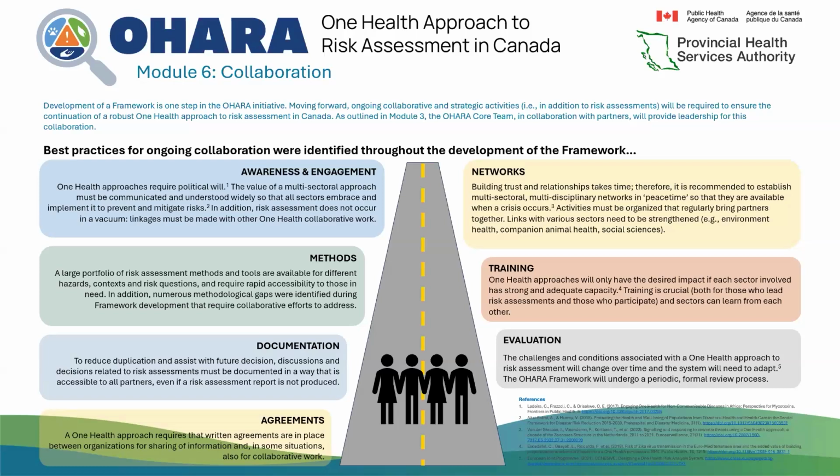It's important to think about agreements and what agreements are needed, either formal agreements or informal agreements, sometimes for sharing of information. At other times, agreements might be needed specifically for the collaborative work. And then finally, evaluation is an important piece to consider. The challenges and conditions associated with a One Health approach will change over time, so it's important to build that evaluation piece in so that your approach is regularly evaluated and updated.